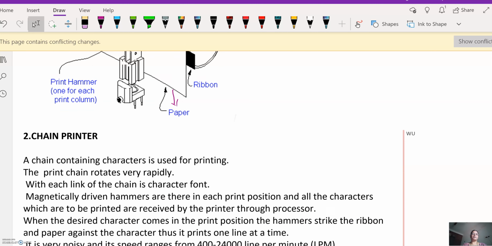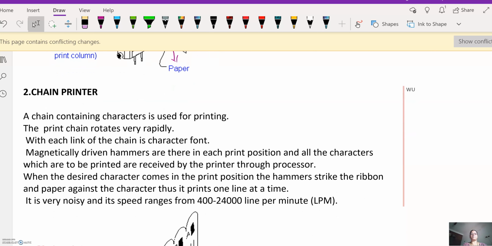Coming to the chain printer, it also comes into the category of line printer. It contains a chain, and on this chain the characters to be printed will be embossed. The print chain always rotates very rapidly, and with each link of the chain there will be one character font. We have magnetically driven hammers which help in printing at the appropriate position when the characters come to the desired position. How these characters are positioned is fully controlled by the processor.